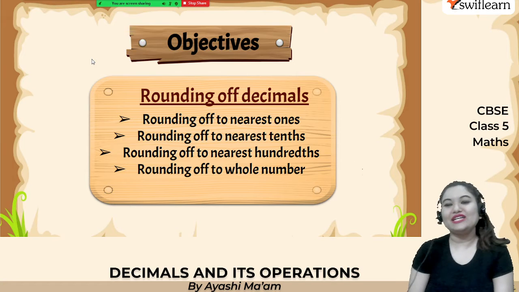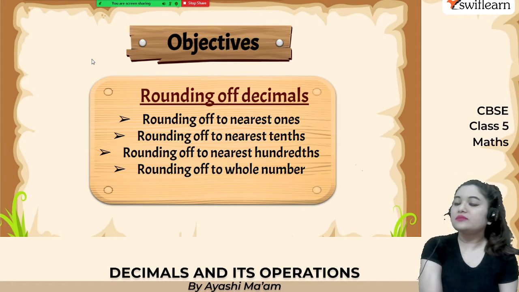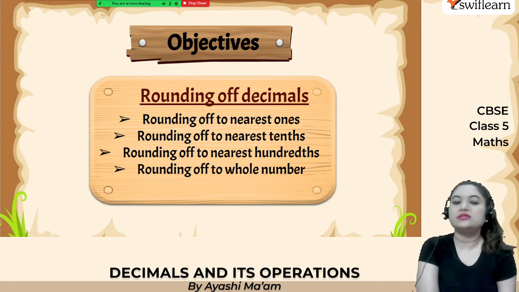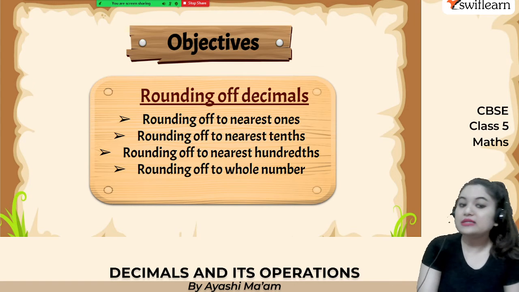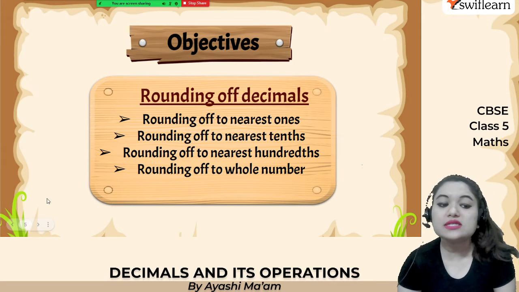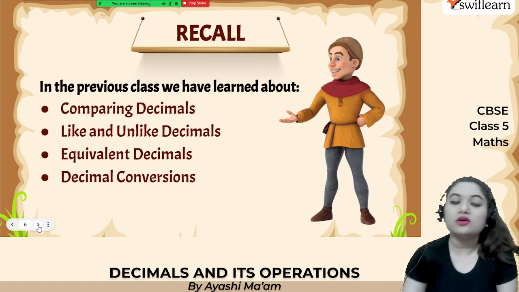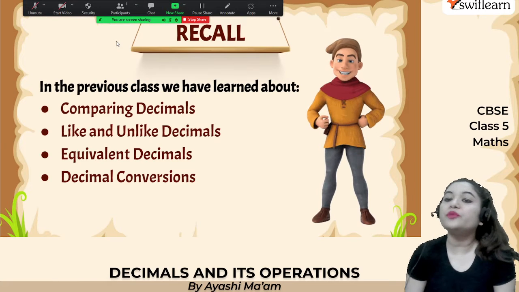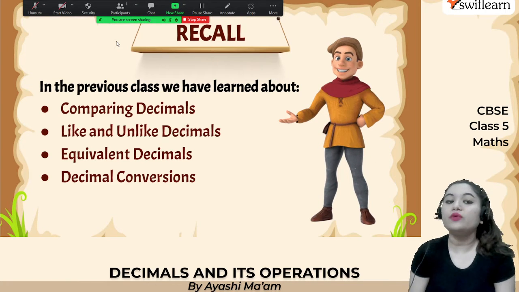Our learning objectives today will be to learn rounding of decimals. So rounding off to nearest ones, rounding off to nearest tens, rounding off to nearest hundreds, and rounding off to whole numbers. This is a very important topic. Even when you grow up, you still need to remember your rounding off.